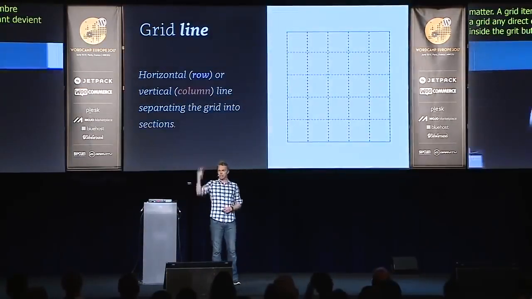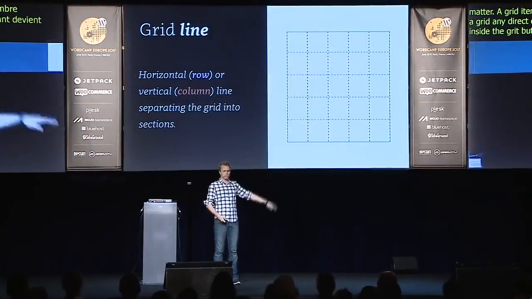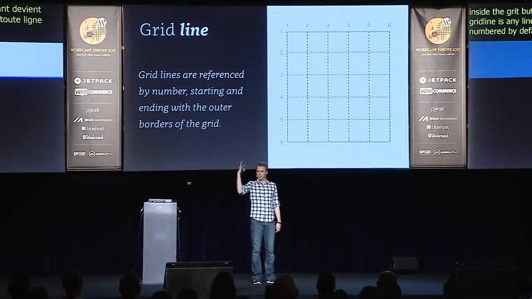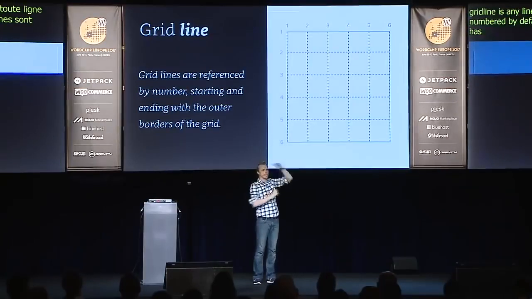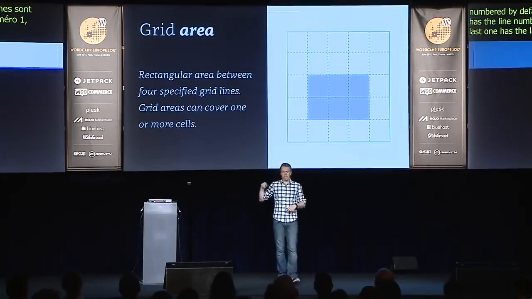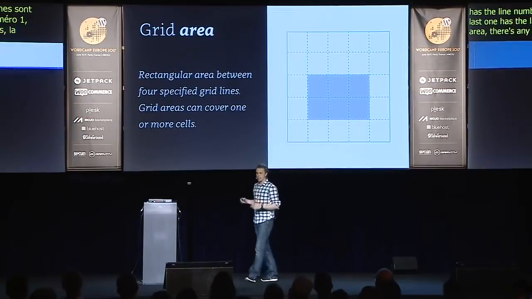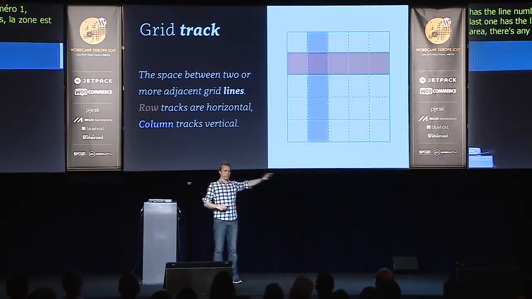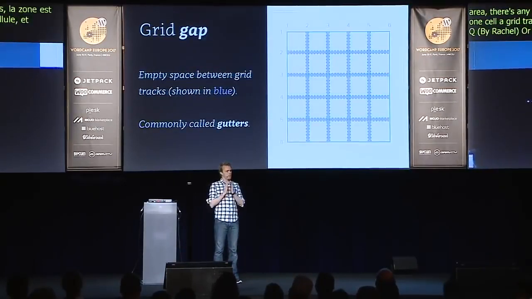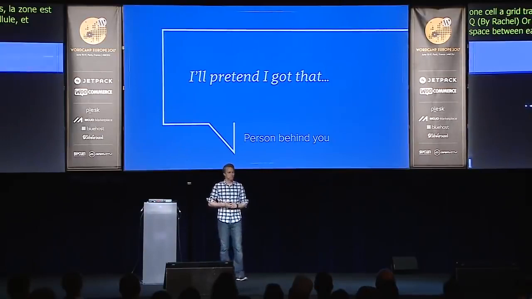A grid line is any of the lines you draw inside the grid, horizontal or vertical. The grid lines are numbered by default, so the first edge of the grid, either vertical or horizontal, has the line number 1, and then you just count them, 2, 3, 4, 5, 6, and the last one has the last number. A grid cell is any cell inside the grid. A grid area is any defined rectangular area inside the grid that covers more than one cell. A grid track is either a horizontal track or a vertical track, so a row or a column. And a grid gap is the space between each of the cells if you choose to add, basically, gutters. Got that?